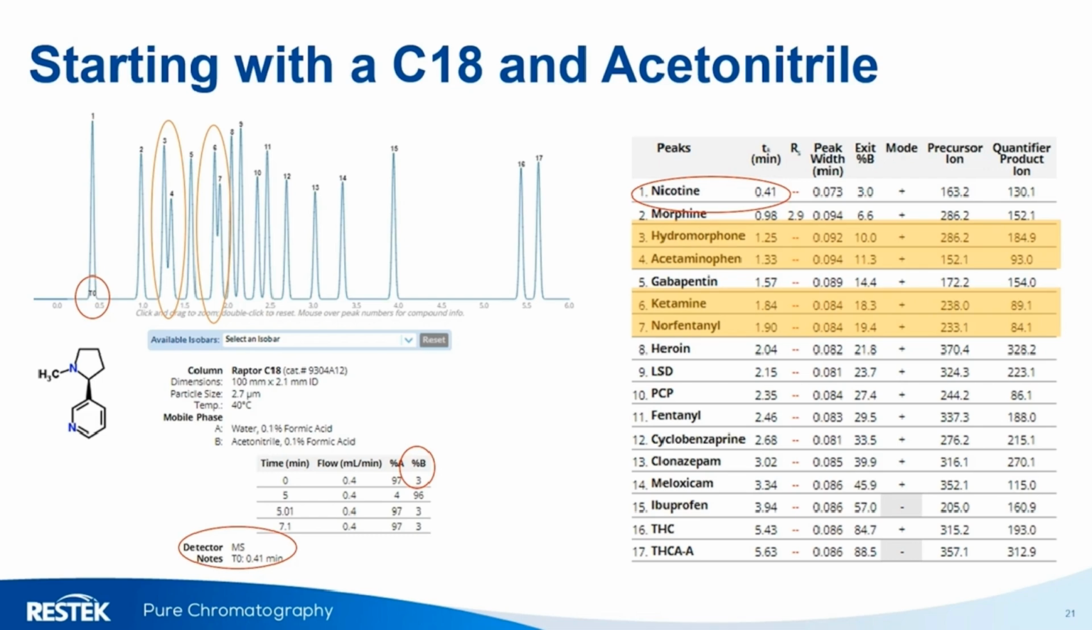Now, in concerns with isobars, there is a pair of isobars, morphine and hydromorphone, that share the 286.2 molecular weight precursor ion. So we need to be able to differentiate those chromatographically in order for the detector to tell them apart. They are well resolved at a resolution value of 2.9, so there's no concern there. Really, the main concern with this separation is that nicotine is unretained.